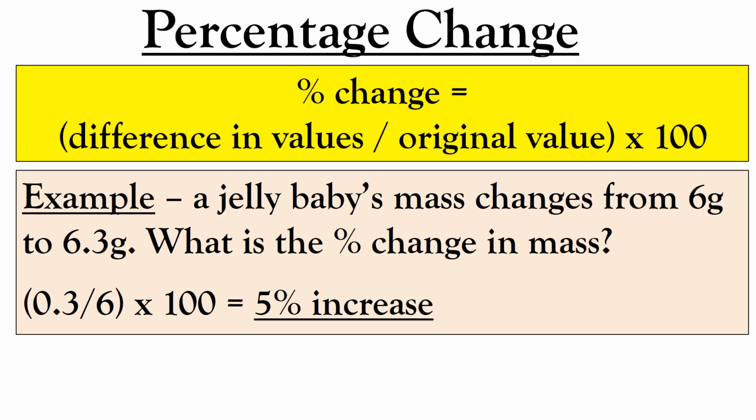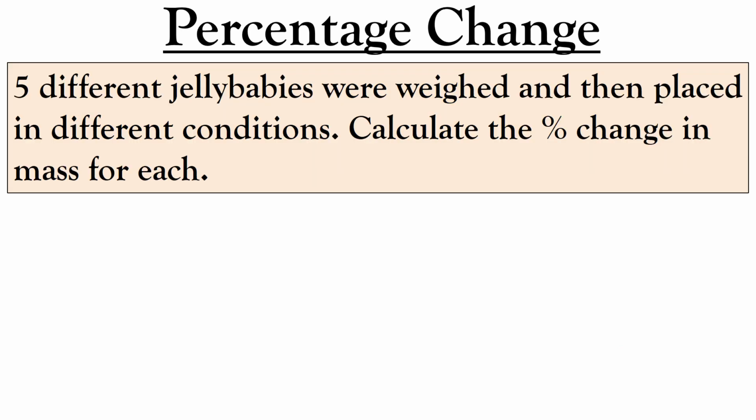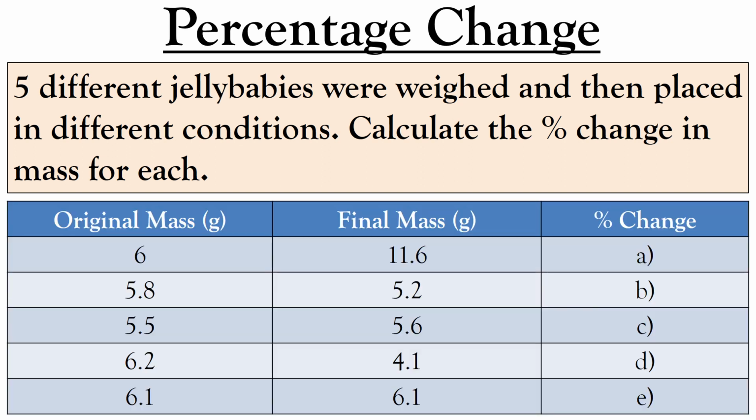Next slide coming up, there's going to be a few wee calculations for you to do. If you can't remember that equation, you might want to jot it down just now. Percentage change is equal to difference in values divided by original value times 100. We're sticking with jelly babies. Five different jelly babies were weighed and then placed in different conditions. Calculate the percentage change in mass for each. Here you go, original mass and final mass for each of them, and I'd like you to give me answers for A, B, C, D, E. Press pause, and once you've done them, press play again, and I'll go through them with you.